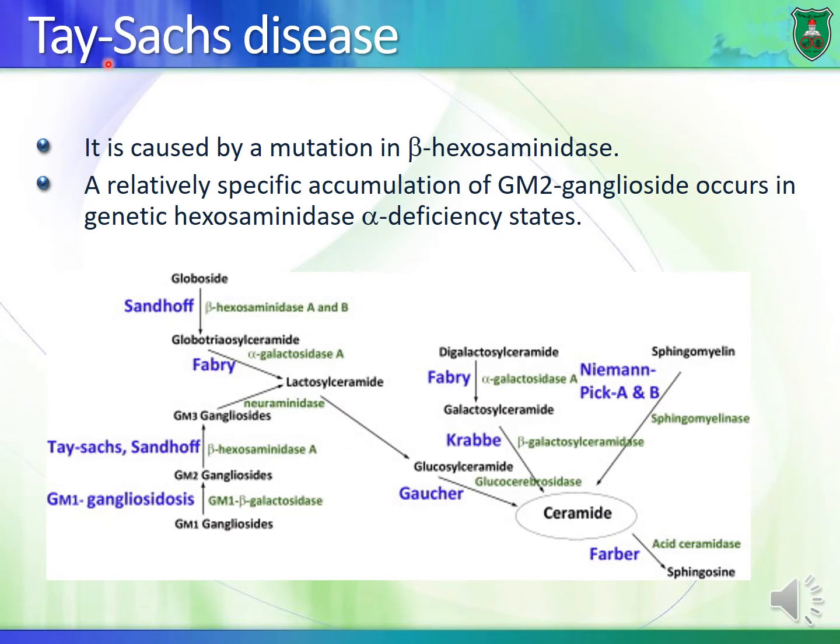So the first one is Tay-Sachs disease, which I mentioned before in one of the previous lectures, and I said that it is common among Ashkenazi Jews, and we mentioned why. Now, this is caused by a defective enzyme known as beta-hexosaminidase, which would result in the accumulation of GM2 gangliosides. So you can see the stepwise degradation of sphingolipids from GM1 gangliosides to GM2, GM3, and so on. So problems in the enzyme beta-hexosaminidase would result in accumulation of the GM2 gangliosides.